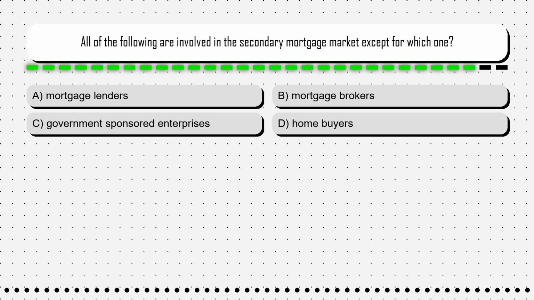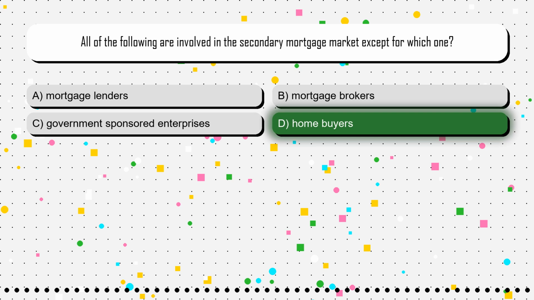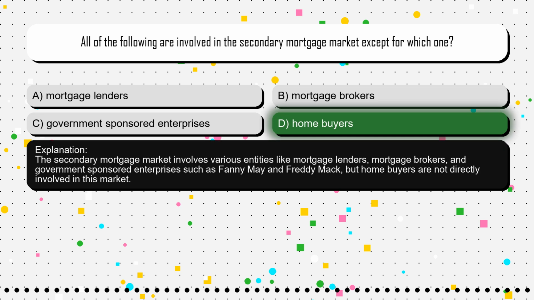Question 63. All of the following are involved in the secondary mortgage market except for which one? Option A, mortgage lenders. Option B, mortgage brokers. Option C, government-sponsored enterprises. Option D, home buyers. The correct answer is option D, home buyers. The secondary mortgage market involves various entities like mortgage lenders, mortgage brokers, and government-sponsored enterprises such as Fannie Mae and Freddie Mac, but home buyers are not directly involved in this market.